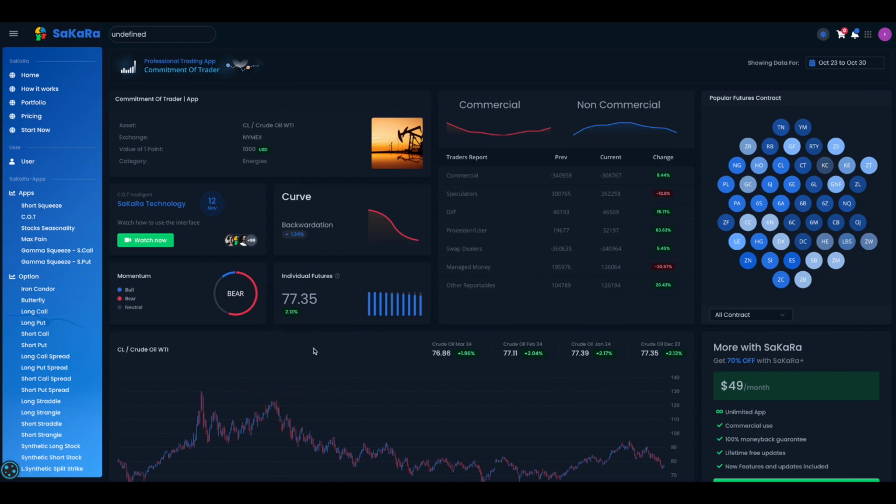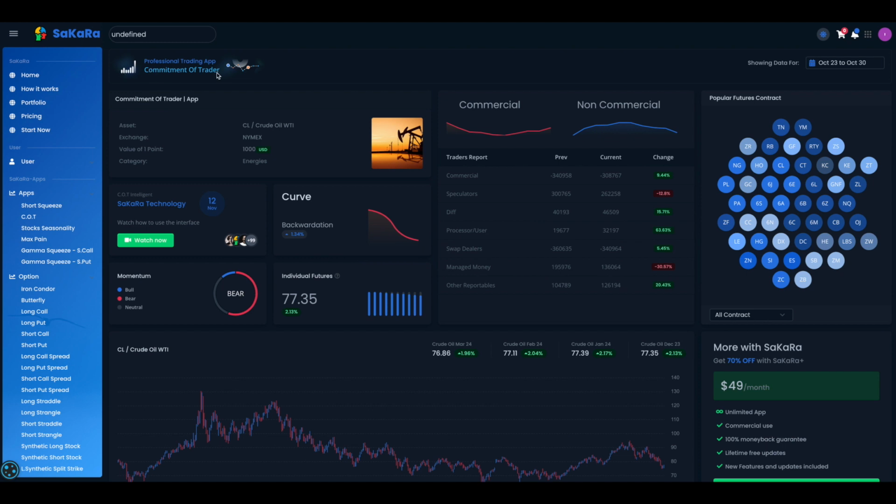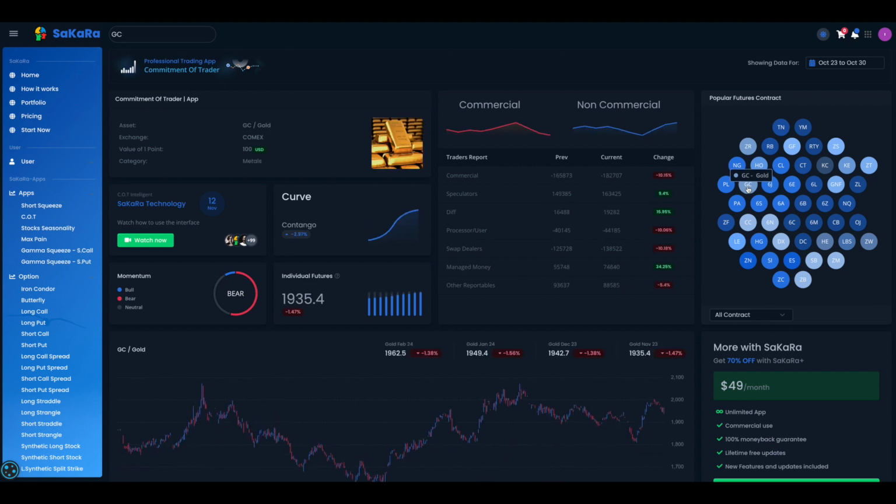I want to show you how you can trade the XAU USD currency with the Commitment of Traders application developed by Sakara Technology. We are going to pick gold, and the ticker symbol is GC. Before we start, we need to understand that the XAU and the GC futures contract have the same chart, and we are going to reflect all we see here to the XAU USD, and you will see the signals that we find with the Commitment of Traders signals.